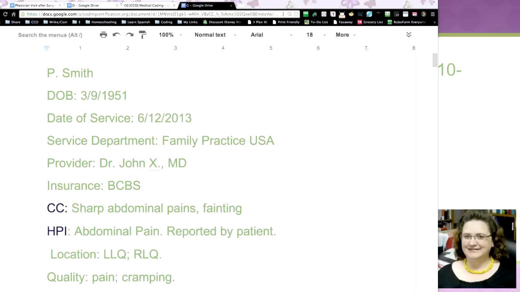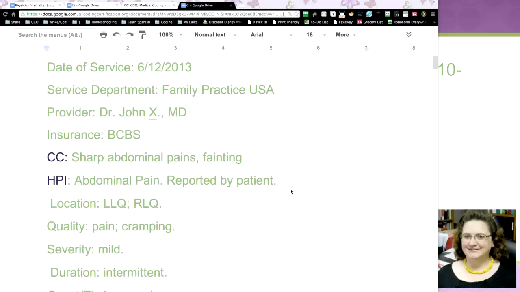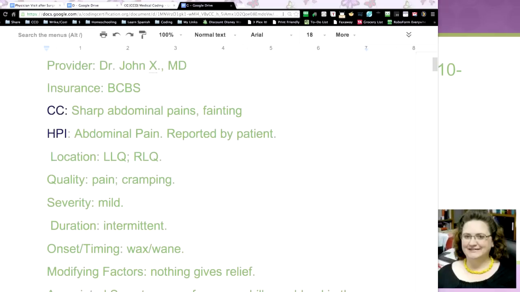So these are actual cases, and just real quickly scanning it, you can pick what you want, and this was a doctor's office visit, so family practice. And the pertinent information here is the chief complaint. So this patient is having sharp abdominal pains and fainting. And then you get into the HPI.